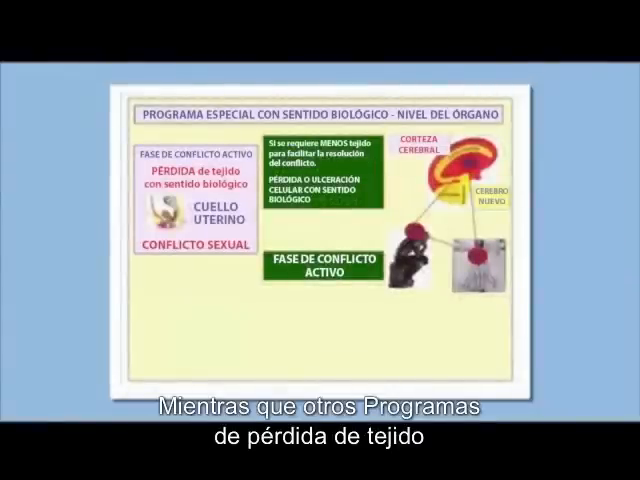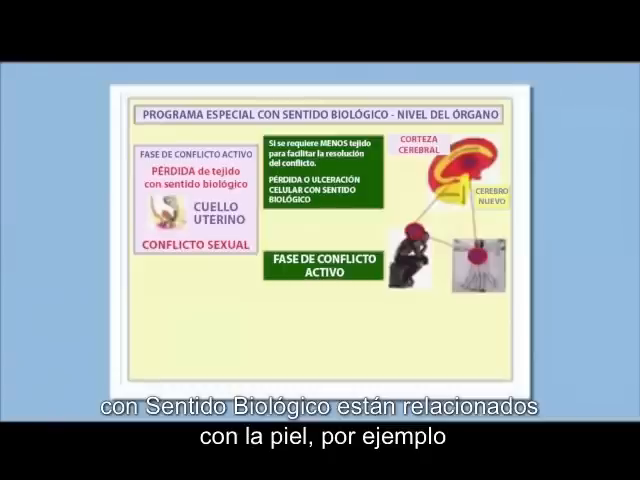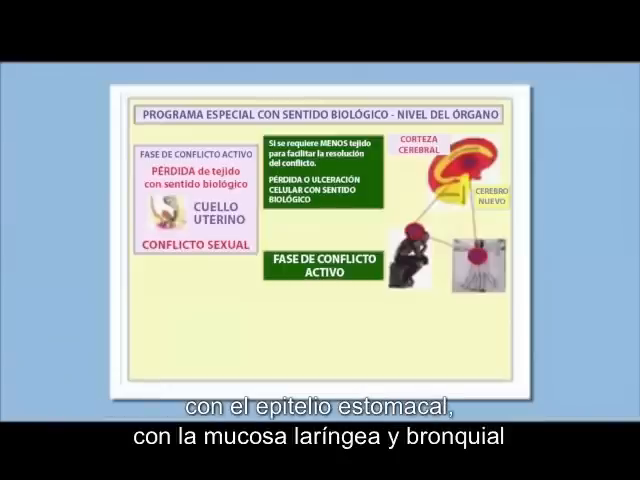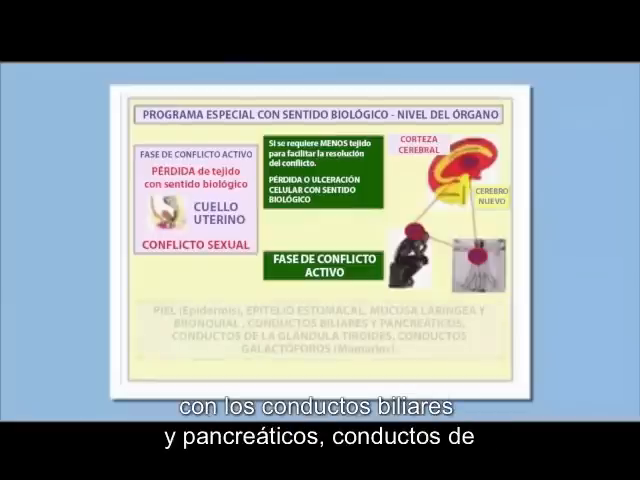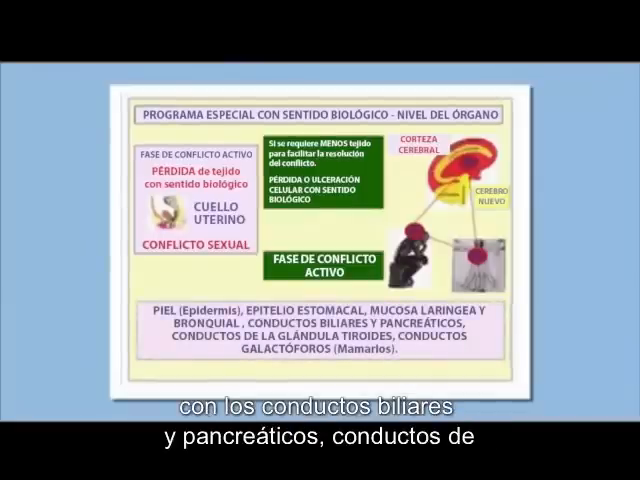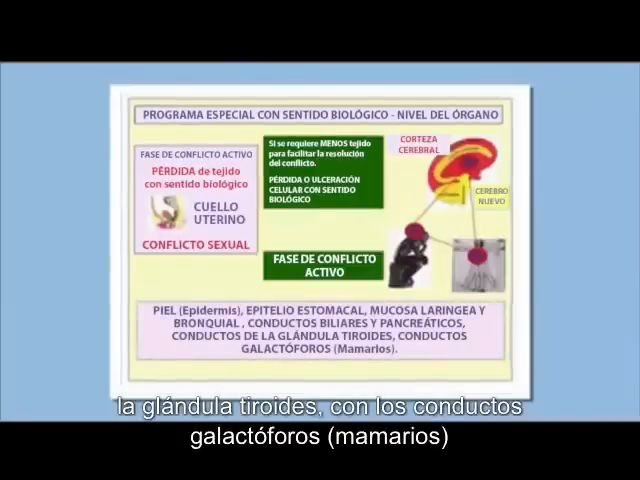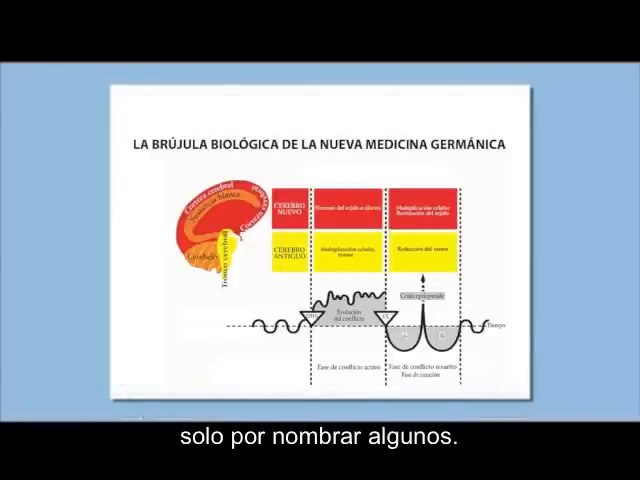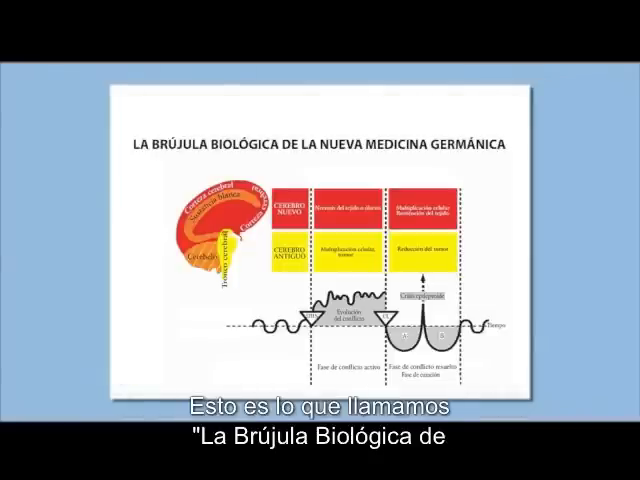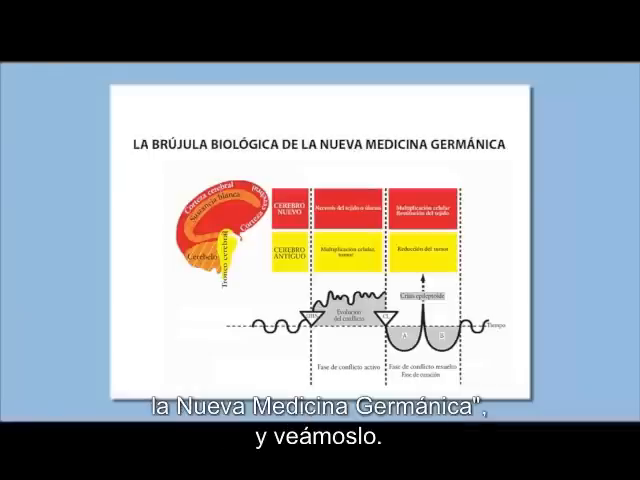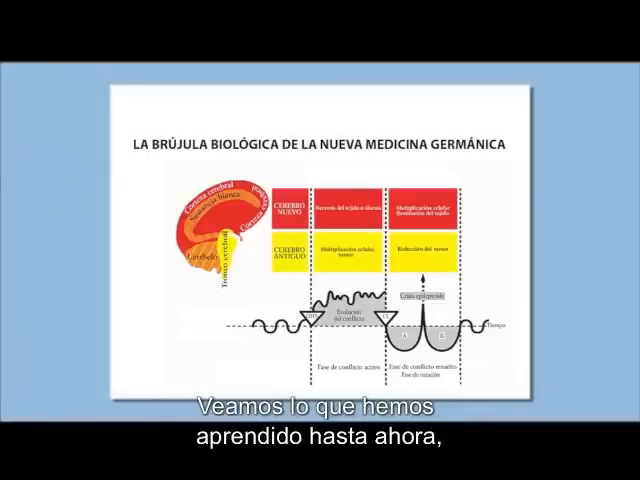Other biologically meaningful tissue loss programs are linked to our skin, for example, to the stomach lining, to the lining of our bronchial tubes, to the bile duct lining, the lining of the pancreatic ducts, thyroid ducts, and milk ducts, just to name a few. This is what we call the biological compass of German New Medicine. And let's look at that. Look what we have already learned.